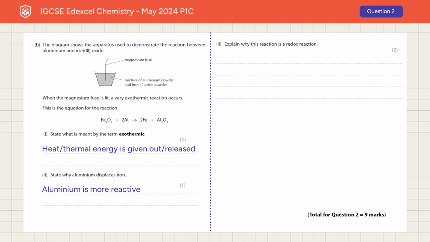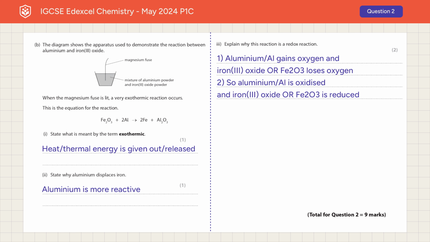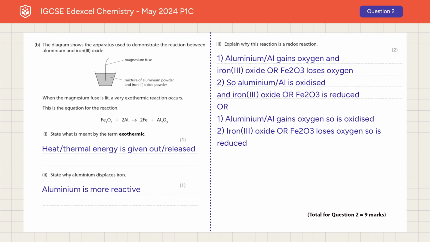And this isn't just displacement, it's also a perfect example of a redox reaction. Here's why. Aluminium is oxidized because it gains oxygen to form aluminium oxide. At the same time, iron(III) oxide is reduced because it loses its oxygen. Since both oxidation and reduction are happening together, we classify it as a redox reaction. Both approaches to this question can earn you 2 marks.